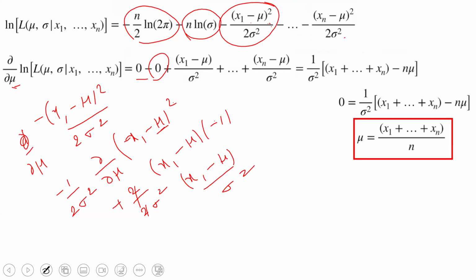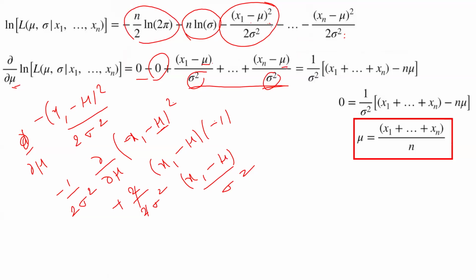Similarly, for every term, it would be the same. For xn, again, 2 comes forward, 2 and 2 will get cancelled. The derivative of (xn minus mu) is (xn minus mu) into minus 1, so that becomes plus. Okay. So this is the final derivative with respect to mu. And now if you look at this, sigma square is the denominator, which is common for everything: (x1 minus mu) plus (x2 minus mu), and so on.